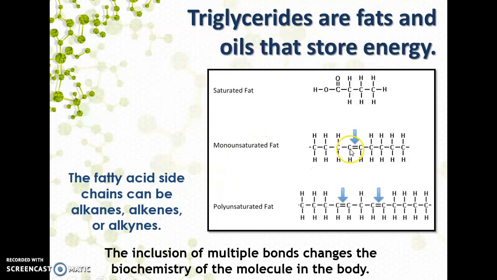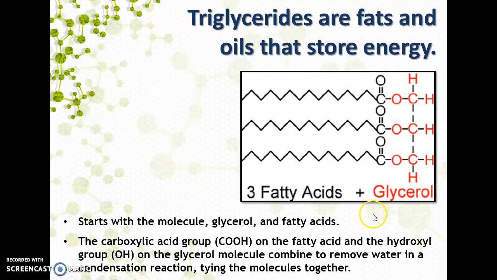Monounsaturated fat has 1 double bond in between the carbons. It can be in a different place depending on what type of fat it is. So monounsaturated fat has 1 double bond. Polyunsaturated fat has multiple double bonds. So if we're looking here, these are all saturated fats. There are no double bonds. If they were unsaturated, monounsaturated would include 1 double bond. Polyunsaturated would include 2 or more.